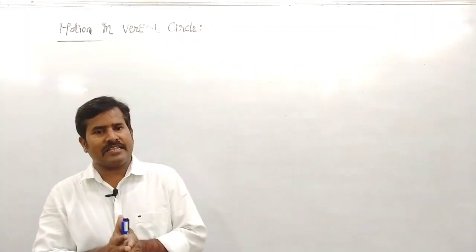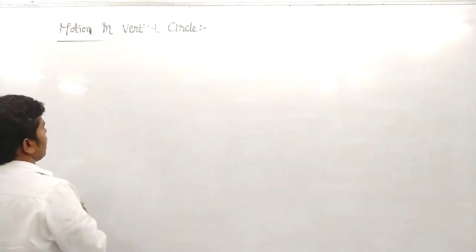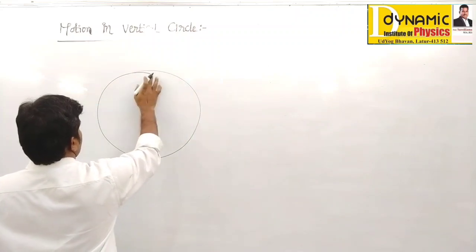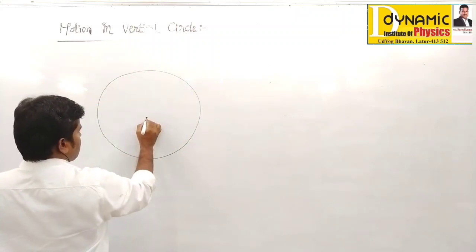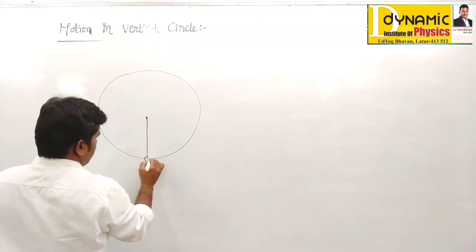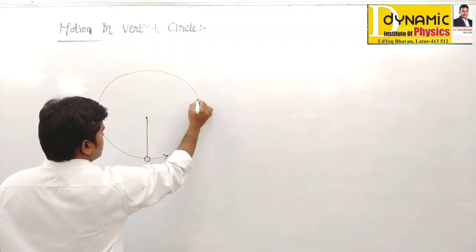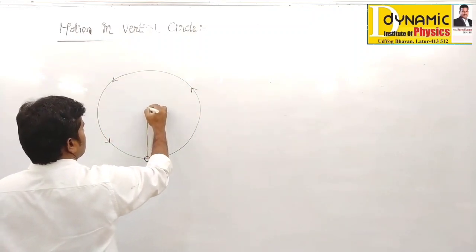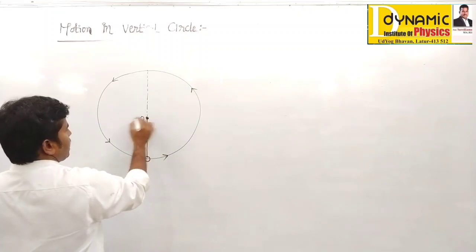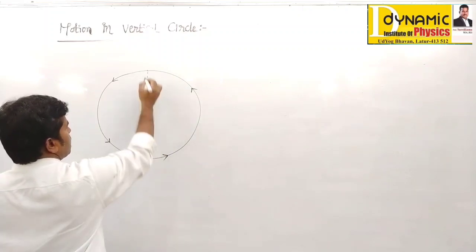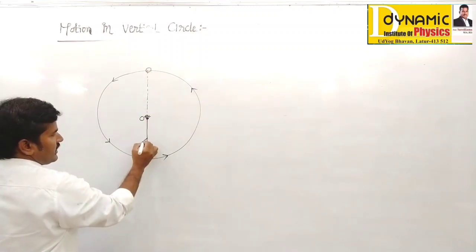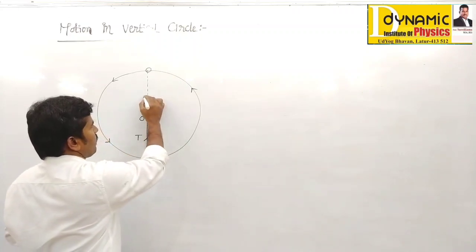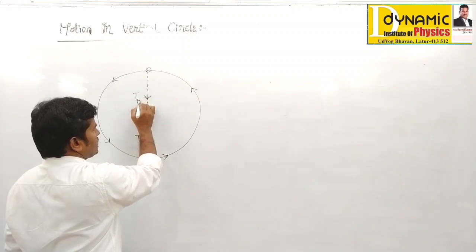The minimum possible tension at the lowest position in a vertical circle. So this is the vertical circular path, and one body is in vertical circular motion. We want the minimum tension and the maximum tension. This is the center position, O. Here the tension is T, the maximum tension, and at this position the tension is T, the minimum tension.